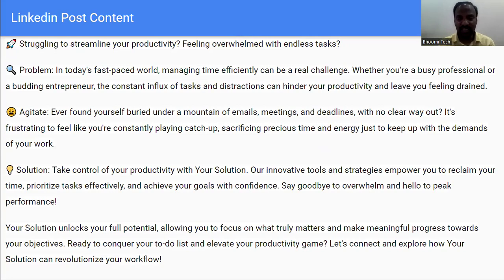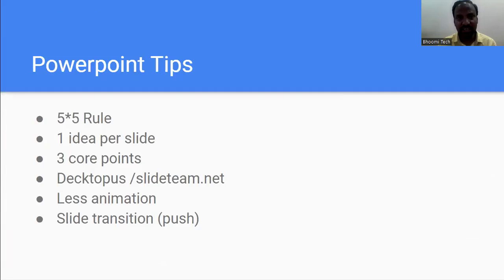These are the two common methods most copywriters use, and you have to use these methods for writing your LinkedIn posts, LinkedIn content, LinkedIn blogs, or other things. So this is the sample LinkedIn post content.